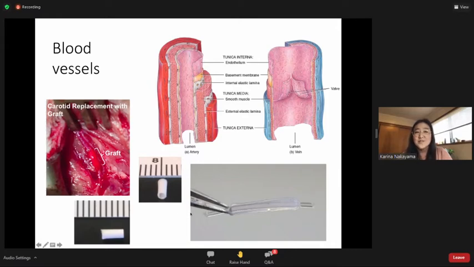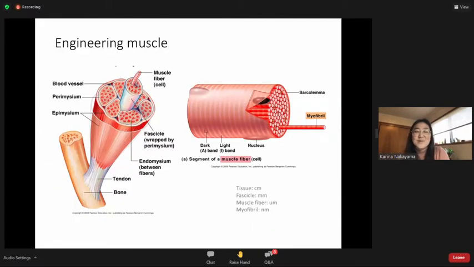And we create these vascular grafts that try to mimic blood vessels. So I'll get off of that slide. So anybody who was squeamish and turned away, you can come back now.